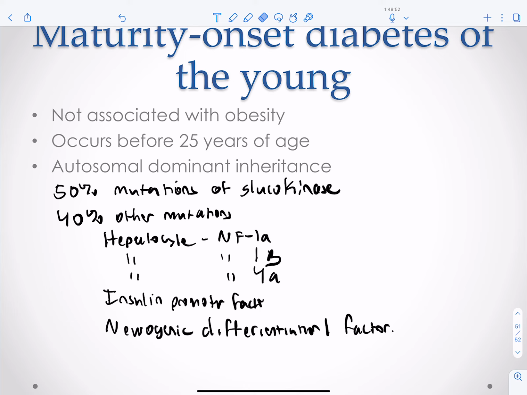There are other mutations that can influence this as well. You can have your neurogenic differentiation factor 1 again be influenced. Insulin promoter factors can be affected, so your beta cells can't make enough insulin, for example, as a protein. So there are other mutations as well.